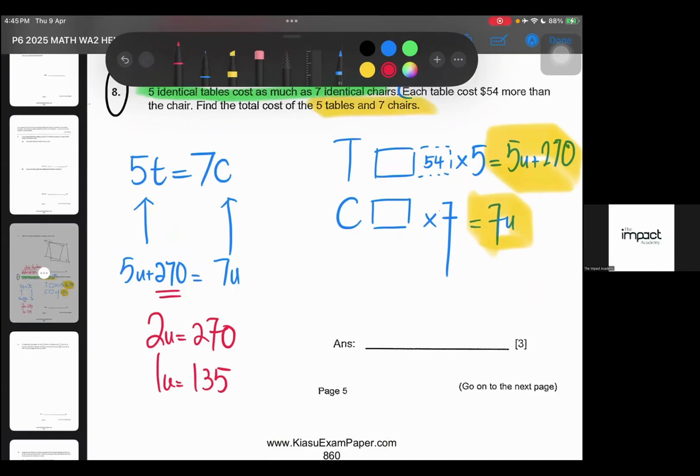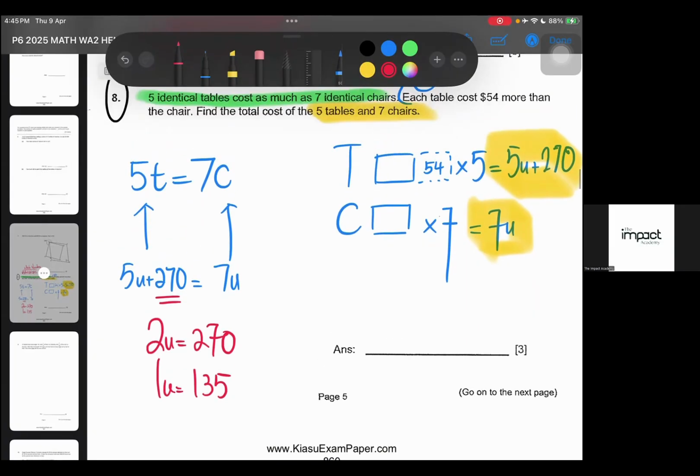5 tables and 7 chairs. Now, maybe we can go and find 7 chairs for 7 units. 135 times 7, we get 945. Over here, I want you to write C. Is that okay?